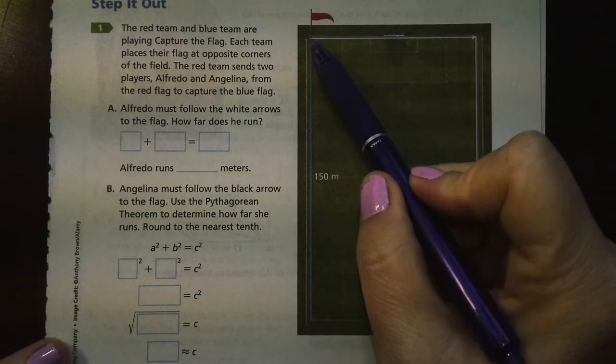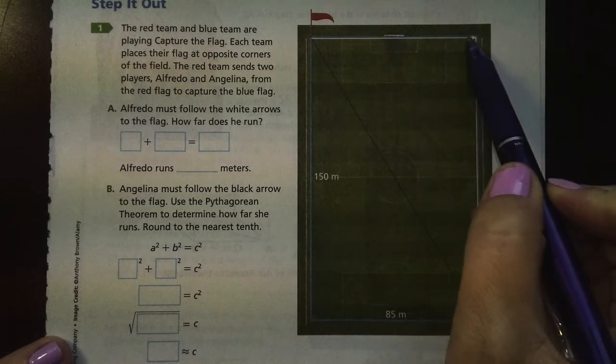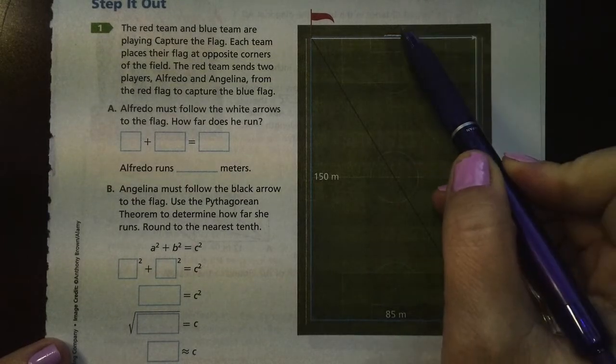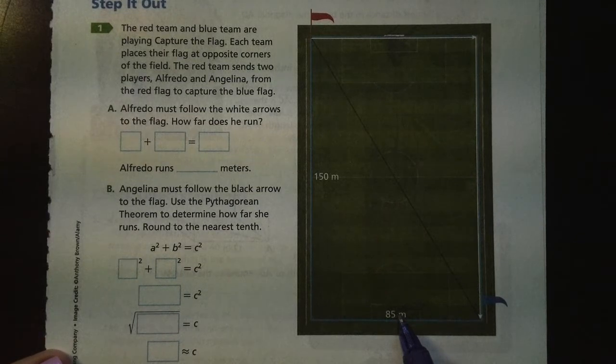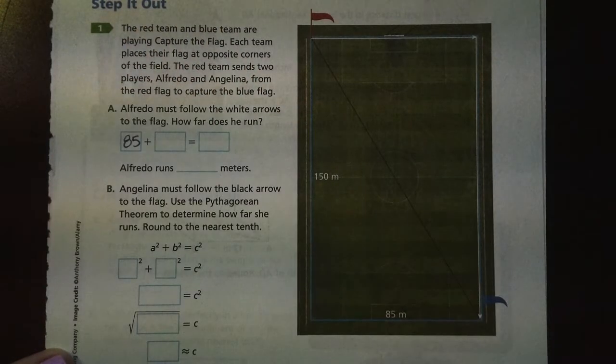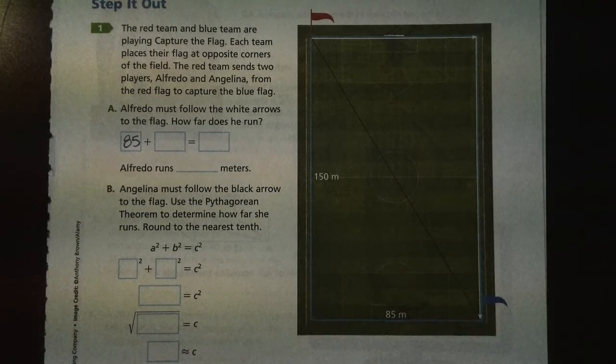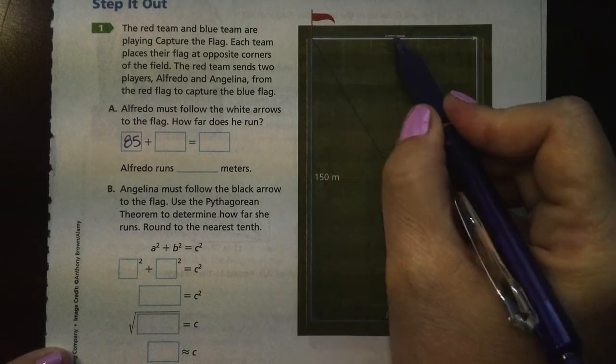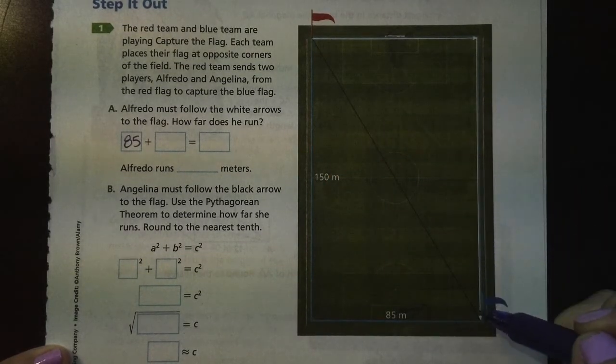If we start at the red flag and we follow the white line this way, we know it's 85 meters because this measurement is 85 meters. And since this is a rectangle, those sides are exactly the same. So we know he first goes 85 meters. If you need these pages, guys, you can pause the video and go print the pages out. They are located on the Files tab, and they are also on Focus under the Into Math assignment. If you would like to have these and you have a printer, go ahead, pause the video now and print them out.